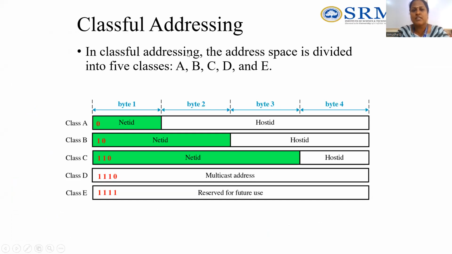So this is the classful address representation in binary form. Class A has a leading binary digit 0. In class B, it is 10. In class C, it is 110. Class D starts with 1110. In class E, it is 1111. So based on this leading binary value, we can identify which class the IP address belongs to. Most probably, class D addresses are used for multicast purposes, and class E for future reservation.